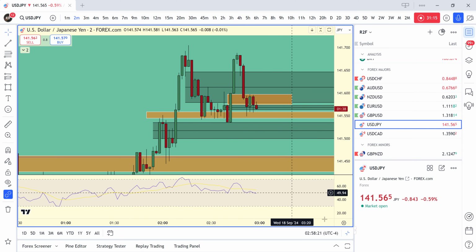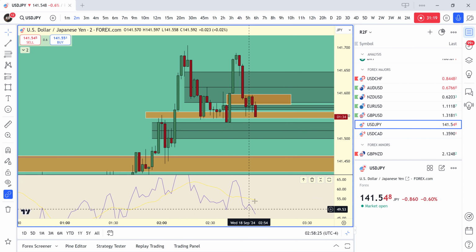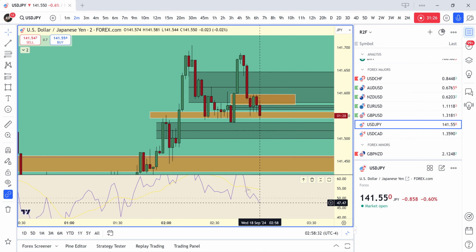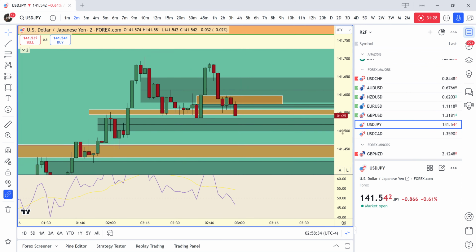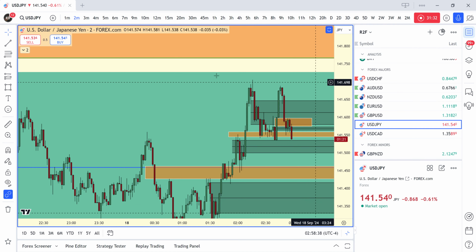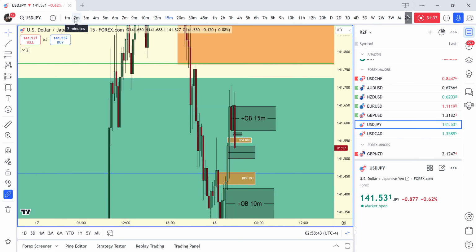Yeah. What's the RSI telling us? What are you telling us, boy? It was a hidden divergence, but it can quickly disappear. Okay, 15 minutes. All right.